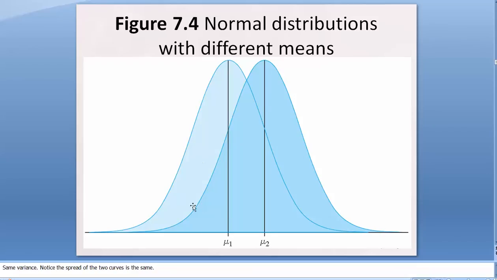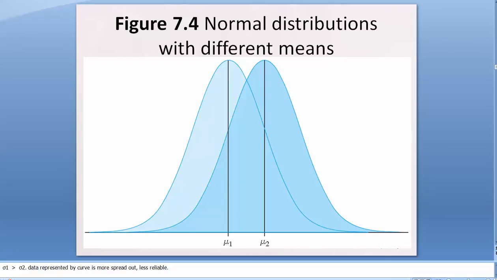Okay, so now, how the curve changes according to different means. If mu1 is 50 and mu2 is 60, then of course, on the horizontal axis, the mean 60 curve will be to the right. So the curve will be shifting to the right when you have larger and larger means, okay?